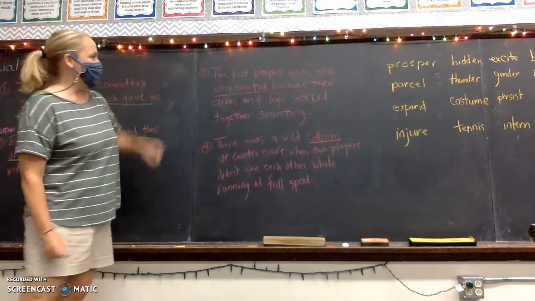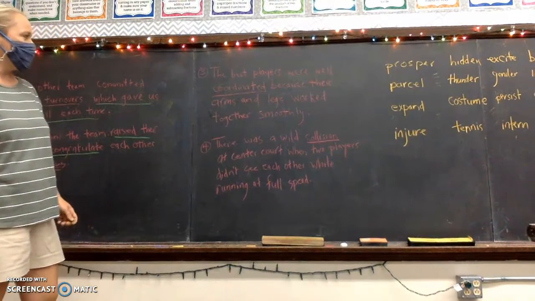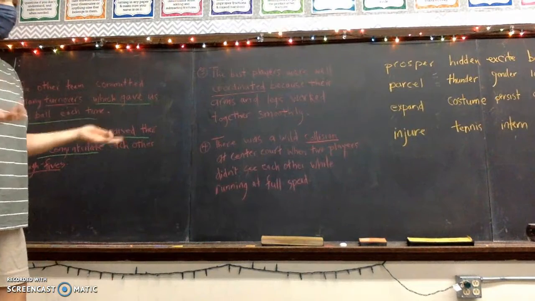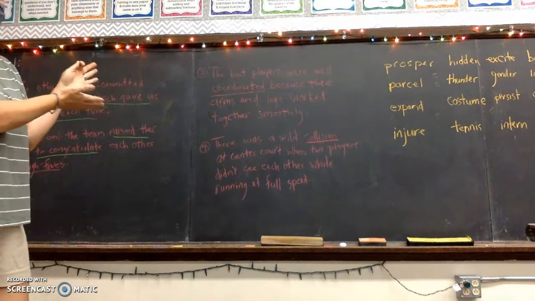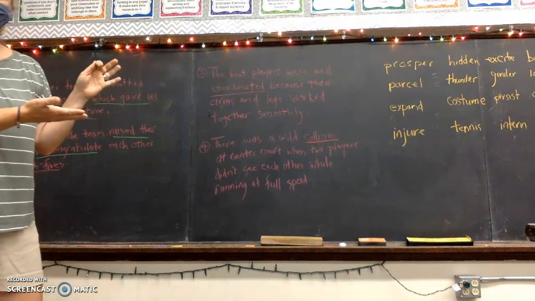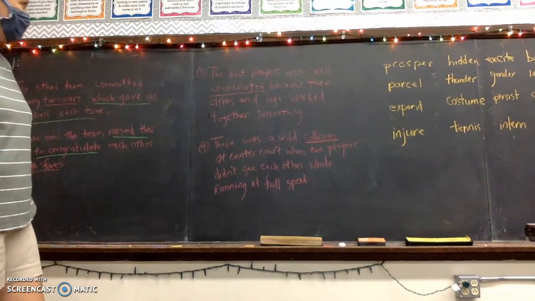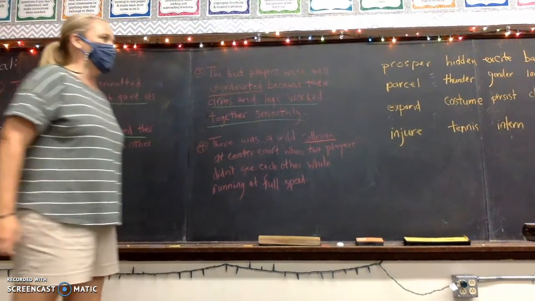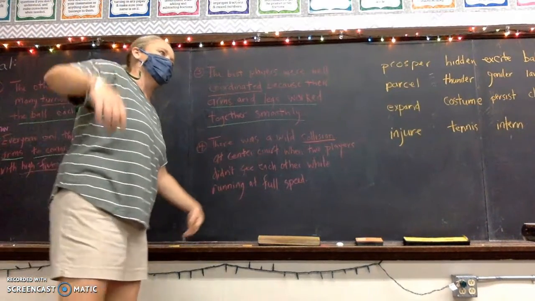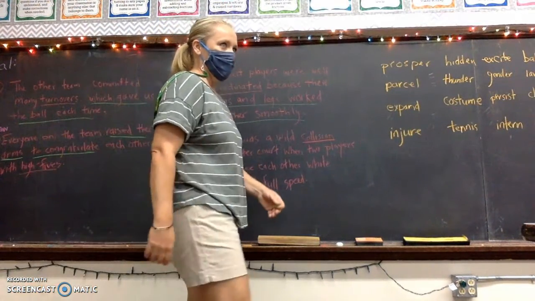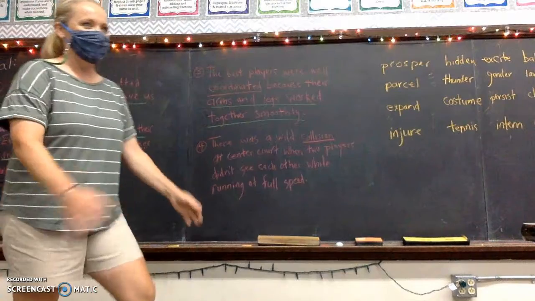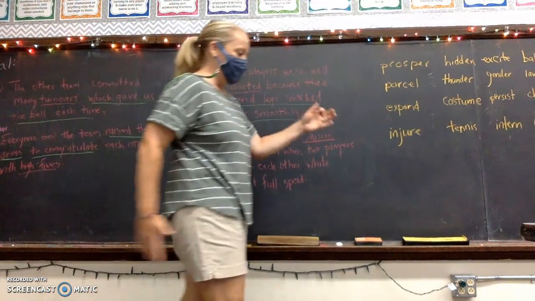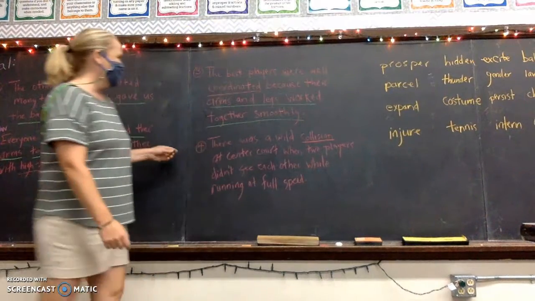The next sentence says, the best players were well coordinated because their arms and legs worked together smoothly. My underlined word is coordinated. What words help me know what coordinated means? Ryan. Your arms and legs. They worked together smoothly. Yes. If you're uncoordinated, maybe you trip on the floor, even though nothing's there. If you are coordinated, it means that your body moves fluidly, smoothly.